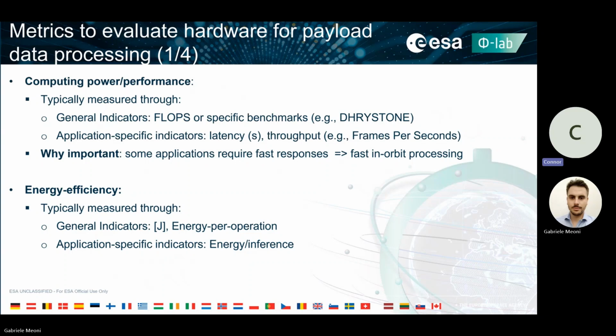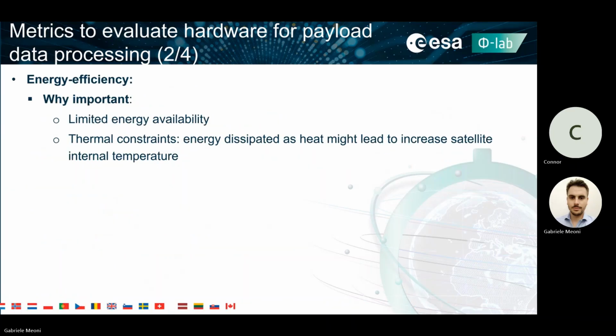From the application perspective, one of the metrics is the energy that you need for an inference. If you have an AI model, you want to know how much energy in joules you need to use to do one inference on the image that you have. Why is it important? Because satellites typically have limited energy budgets. So it's not very easy to process data in space as you would on Earth.